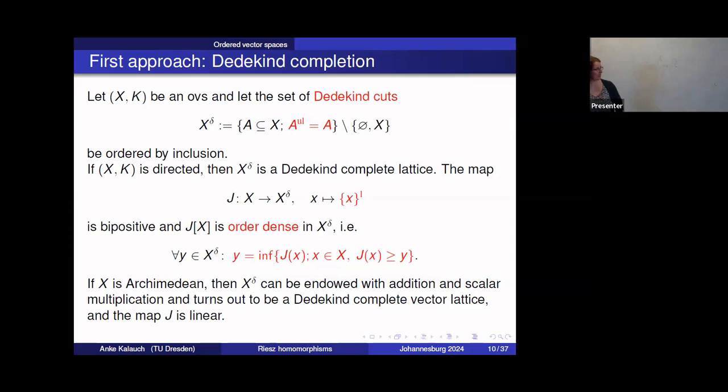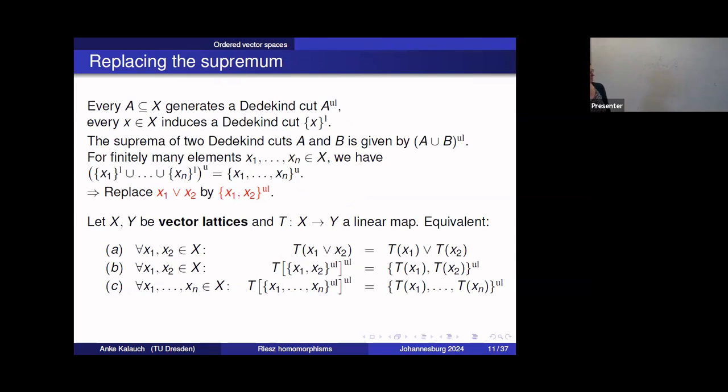And this procedure can be done for any Archimedean ordered vector space. You could put an addition and scalar multiplication on this set X delta, so you end up with the complete space. And the embedding map is linear. So, this trick here with the upper and lower bounds, we now steal to obtain definitions for the supremum we need for the Riesz homomorphism.